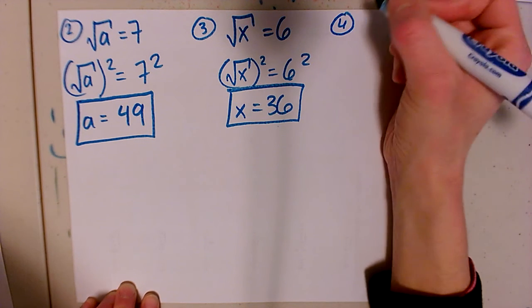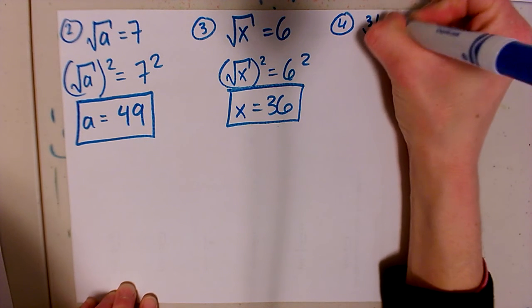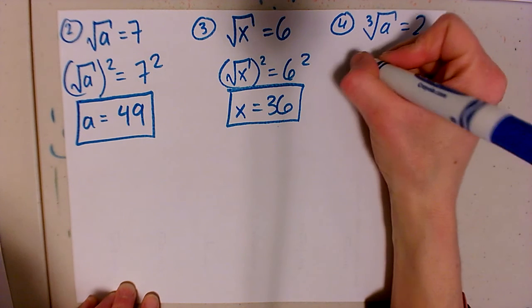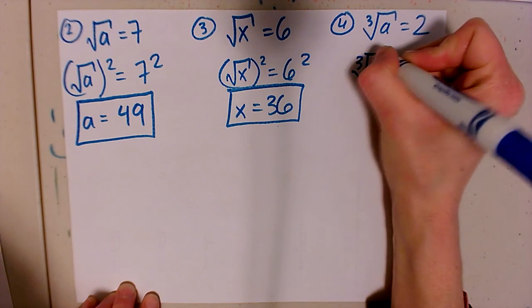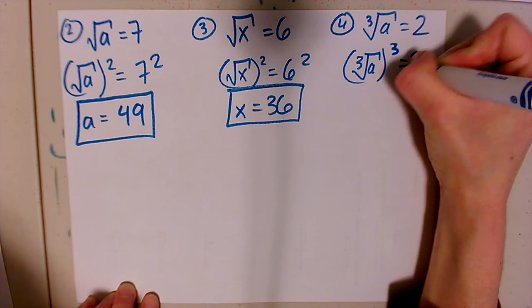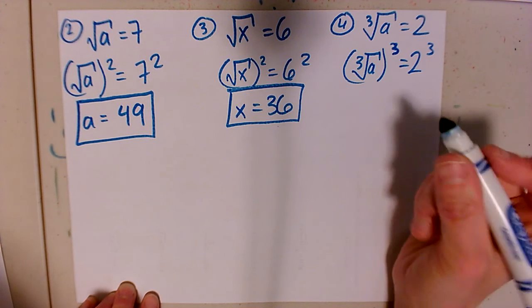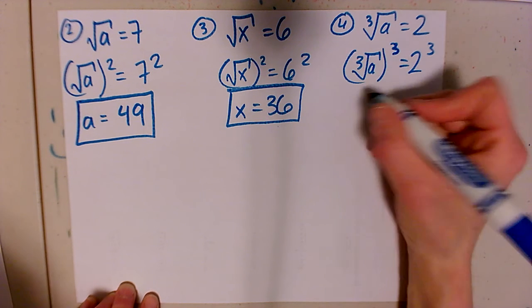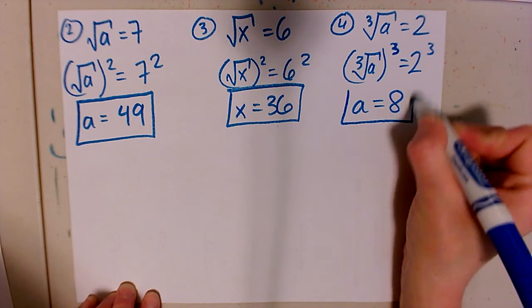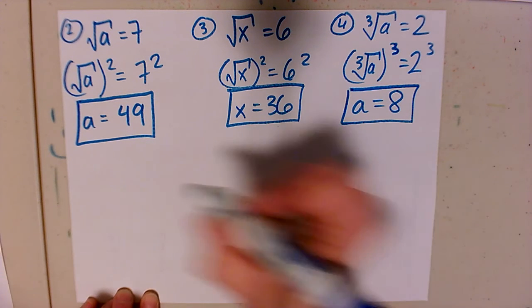For number 4, we have the cube root of a is 2. So to get rid of a cube root, we're going to cube everything. So we'll take the cube root of a, raise it to the 3rd power, and then on the other side we have a 2, and we'll raise that to a 3rd power. So on the left, the cube root and the cube cancel, and we get a is 8. And that's our answer there.